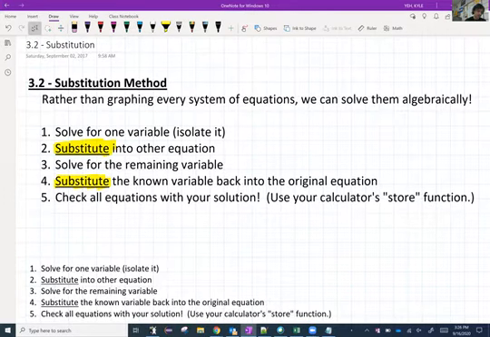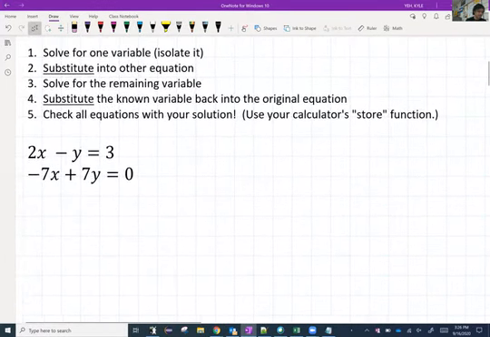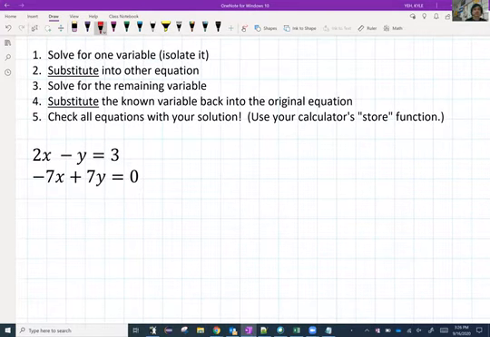So scrolling down, same 5 steps are right there. And what I'm going to do is look at this system of 2 equations. 2x minus y equals 3, negative 7x plus 7y equals 0. And we need to find an x and a y that work for both equations. Now, the first thing I would really advise you guys to do is step 1, solve for one variable, just get one variable alone. Look for the easiest one to get alone. My eye right now is drawn to this y, because it's not 7x, it's not 2x, it's just y. It is negative y, we'll give it that. But I think I can get that y by itself pretty easily.